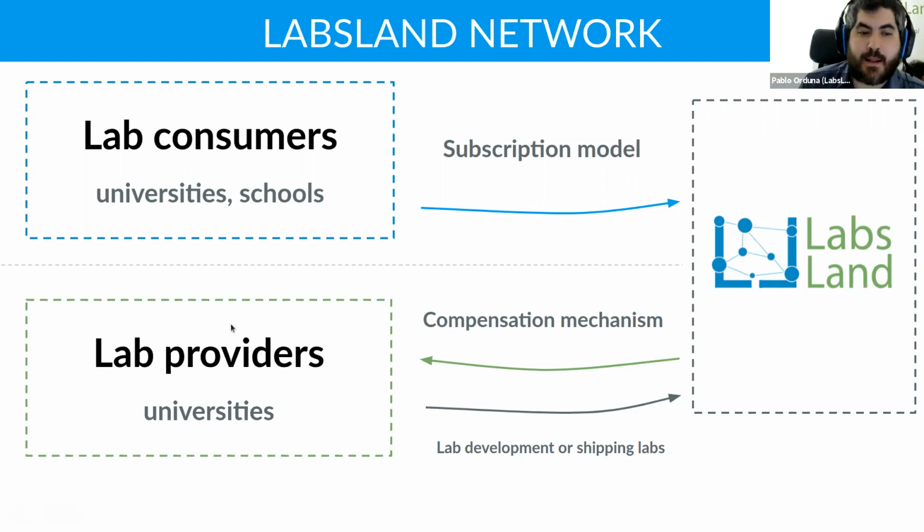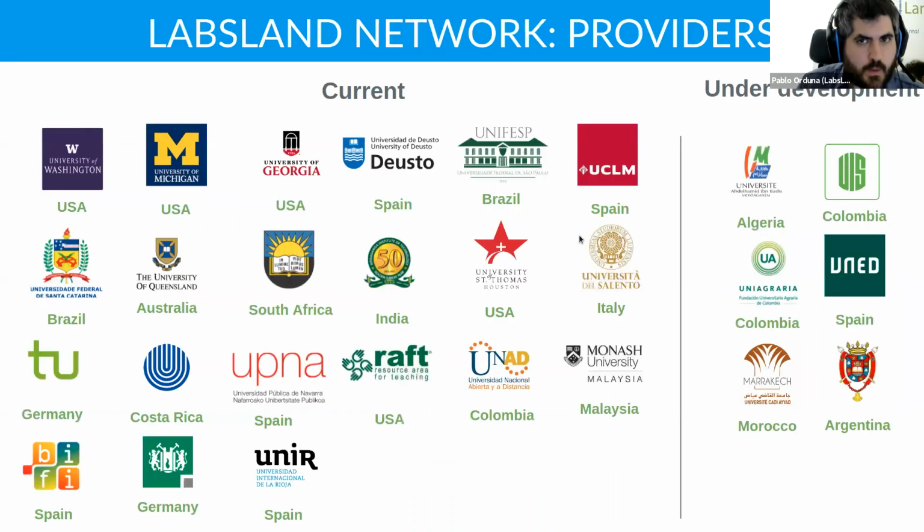At the same time, we have the laboratory providers, like the University of Washington. The laboratory providers are those universities who are hosting laboratories of LabsLand or who are developing laboratories with LabsLand, like the ultra concurrent ones and so on. And we have a compensation mechanism and so on. Right now, we are working as providers with 27 universities in 14 countries in all the continents, from the US to Spain, Italy, Australia, Brazil, Germany, Costa Rica, and so on.